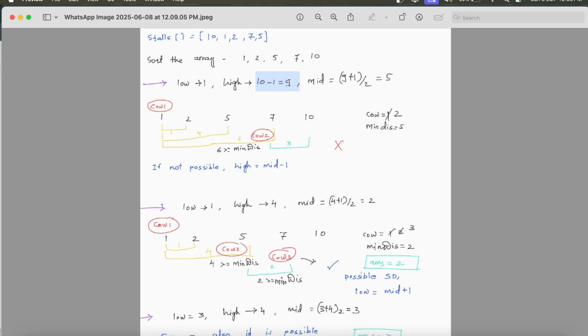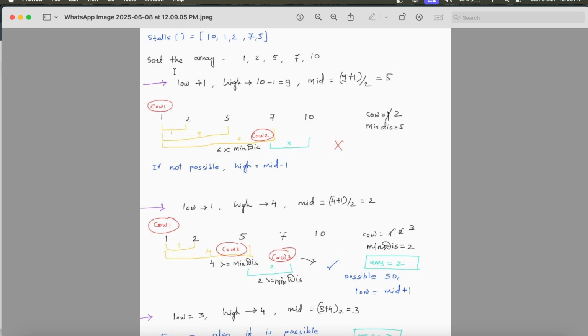So between this, the possible answers is something we can get. This is the range that we have now, 1 to 9, and in between this 1 to 9 there could be one possible answer. I mean, we can get multiple answers, but whatever the maximum answer that we can get, where we can keep cows at different locations and it is satisfying the conditions as well, that is going to be the answer, right?